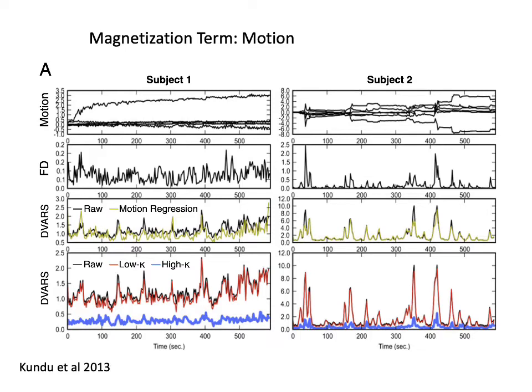The top row here shows the motion traces from a subject with relatively little motion on the left and one with substantial motion on the right. Summary motion metrics, FD and DVARS, are shown in the second and third rows, where the vertical scales on the right span a much greater range to account for the increased motion. In the bottom row, the multi-echo ICA approach was used to compute the DVARS metrics associated with relaxation terms, indicated as high kappa, and magnetization terms, indicated as low kappa. The magnetization terms show much greater agreement with the motion seen in the raw data, supporting our expectation that motion primarily affects the magnetization term.